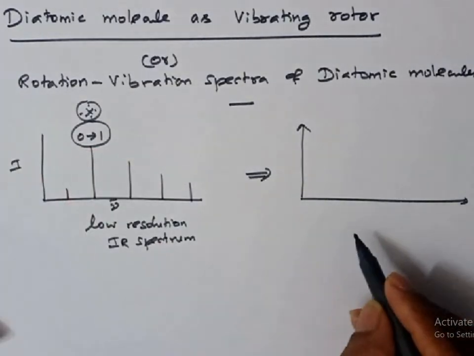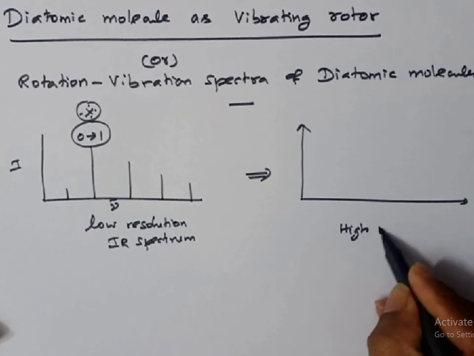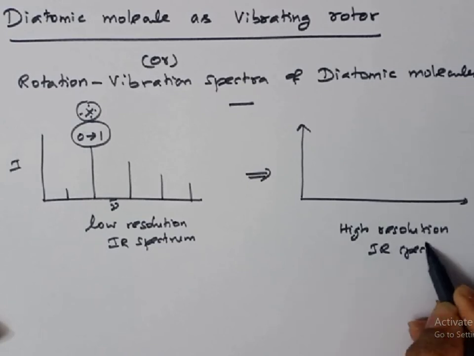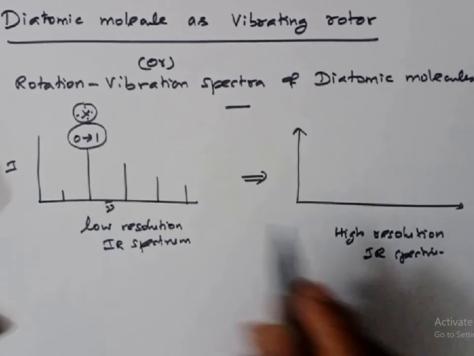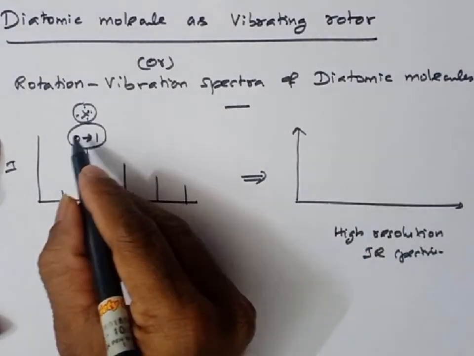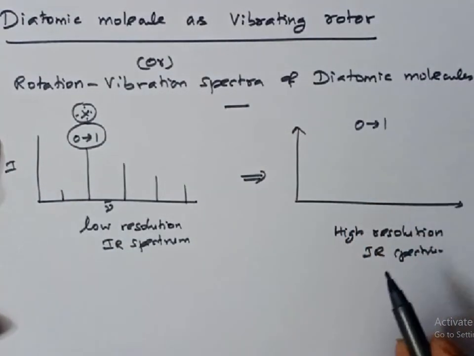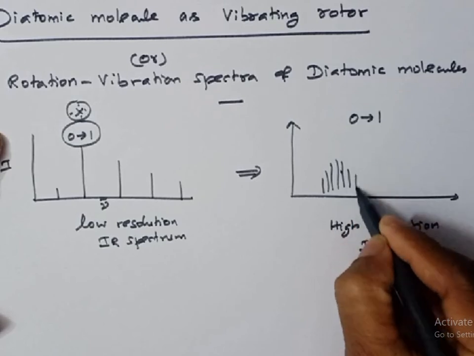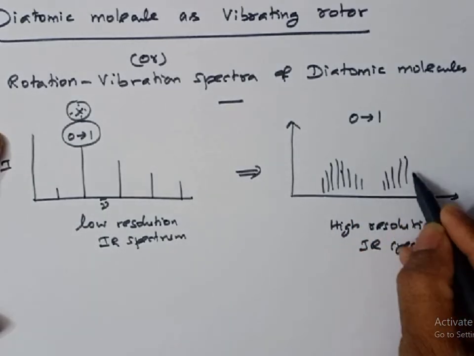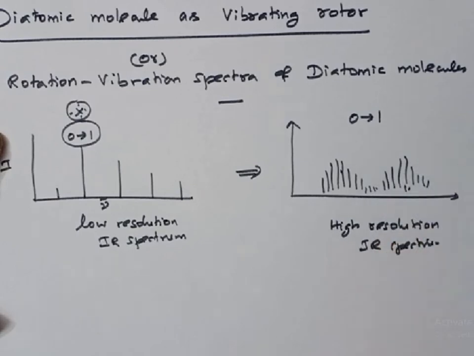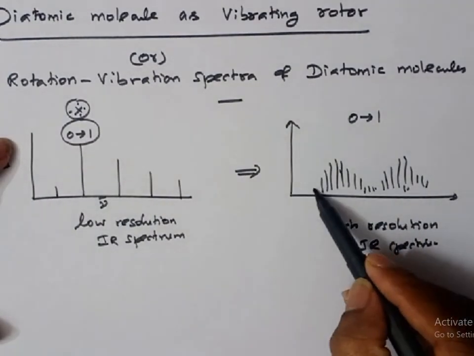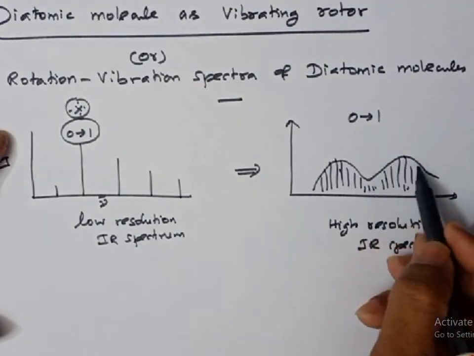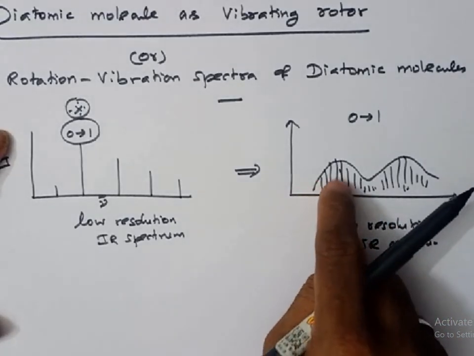So in a high resolution spectrometer, if we take the high resolution IR spectrum of a diatomic molecule, each line will appear with many lines, say for example the 0 to 1 fundamental transition. How will the fundamental line actually appear? It appears with many lines like this. I'll just draw it schematically. You'll get lines like this for the 0 to 1 transition. If you combine all these, you'll get something that looks like a peak, but with high resolution, you'll get many lines.